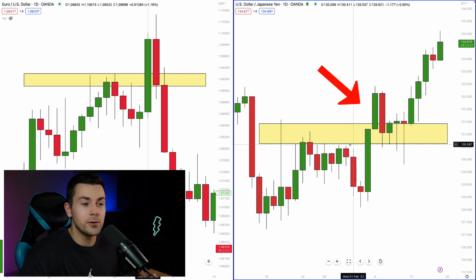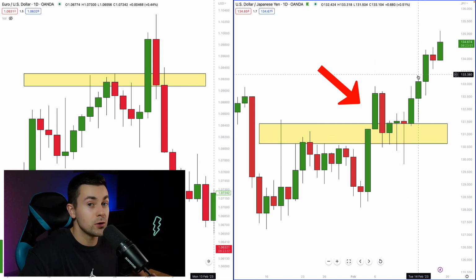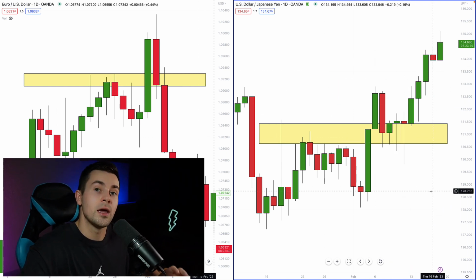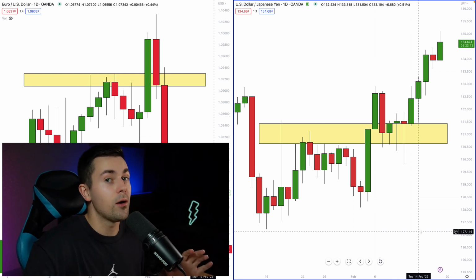In contrast, here on dollar-yen, after the breakout, the price retested the broken structure and from that we saw a very strong bullish continuation. The point is that the breakouts are different. Some are valid, but some are not. In this video, I will teach you what breakouts you should avoid.